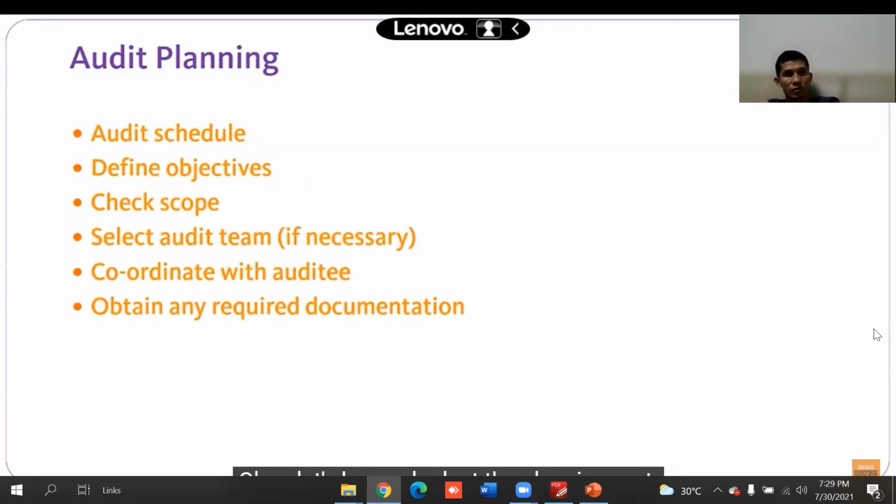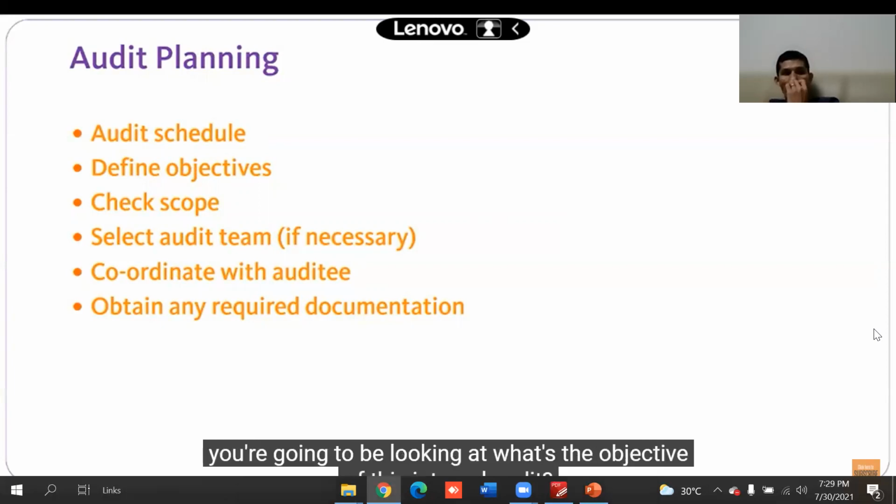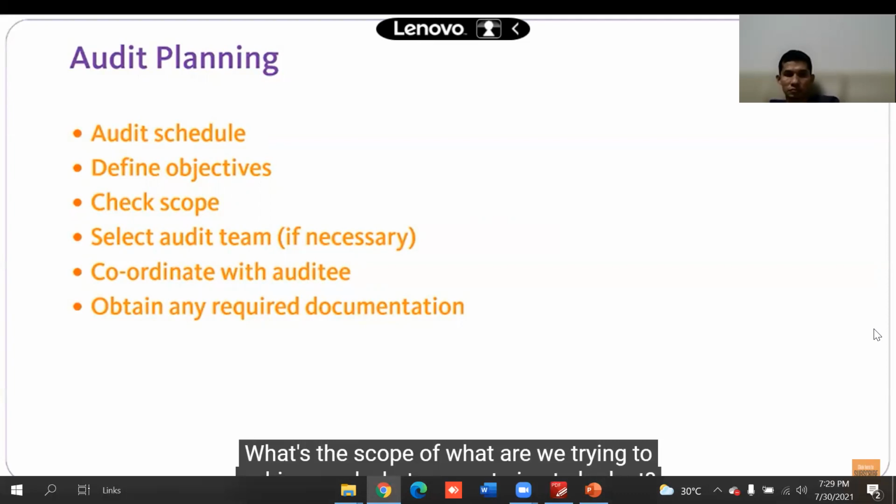So you'll have an audit schedule that you'll be following, but in that planning phase, you're going to be looking at what's the objective of this internal audit. What are we trying to achieve? What's the scope? How does this process actually operate, from what starting point to what ending point? So what's the scope of what we are trying to achieve, and what are we trying to look at?